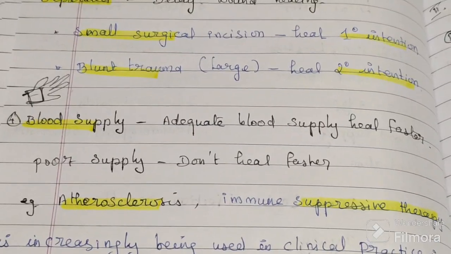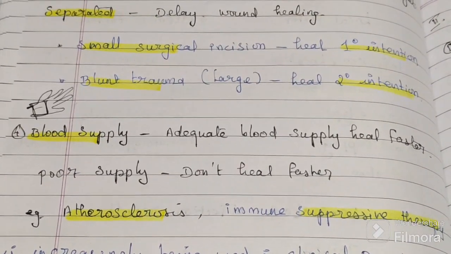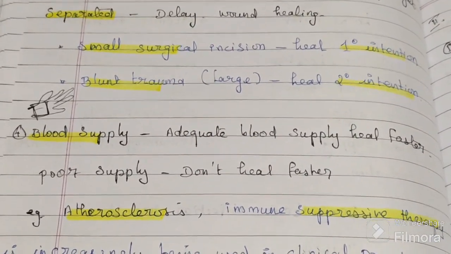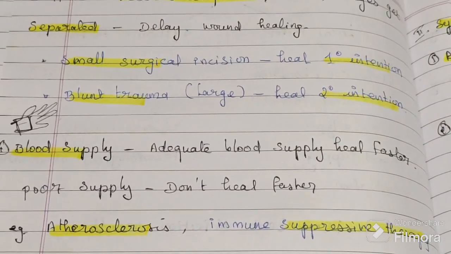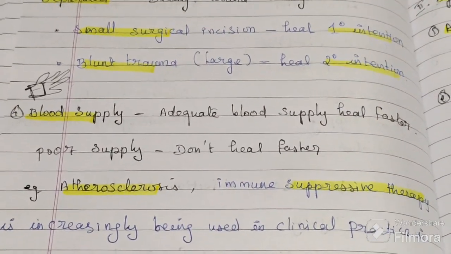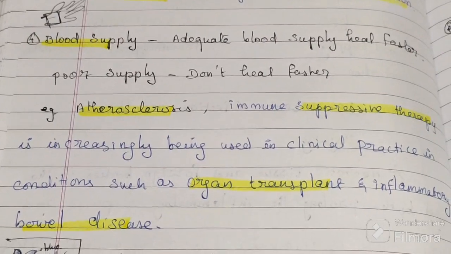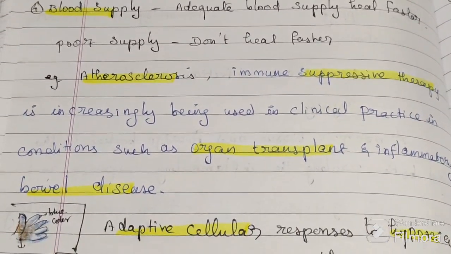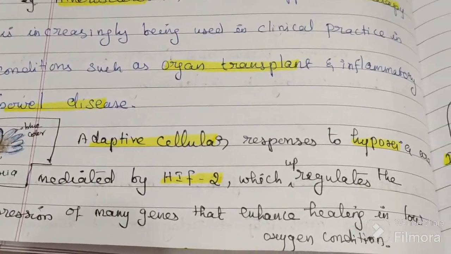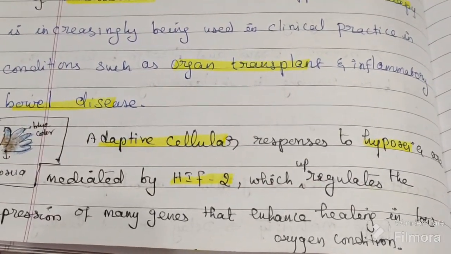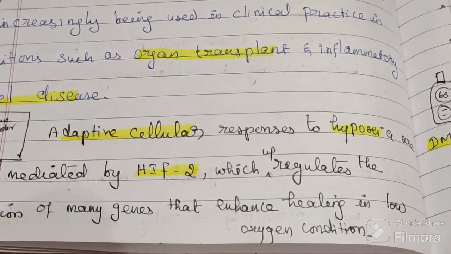Next factor, blood supply. A wound which has adequate blood supply heals faster. A wound which has poor blood supply will take a long period of time to heal. Poor supply occurs because of atherosclerosis, and immune suppressive therapy is increasingly used in clinical practice for conditions such as organ transplant and inflammatory bowel disease. Less blood supply causes hypoxia, with bluish color changes. Adaptive cellular responses to hypoxia are mediated by HIF factor, which upregulates the expression of many genes that enhance healing in low oxygen conditions.